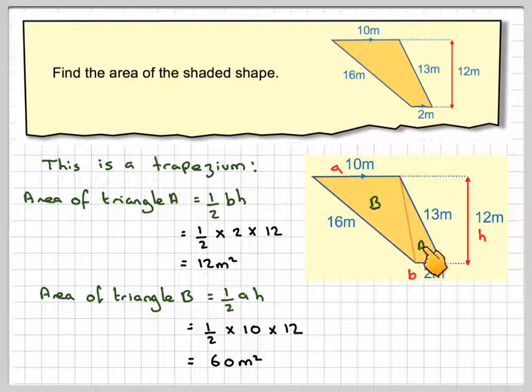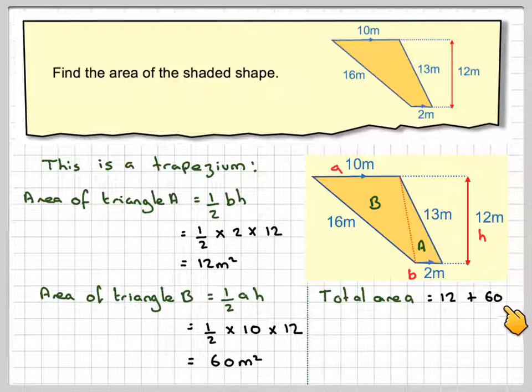We want the total area, so the total area will be equal to 12 plus 60, which is 72 meters squared.